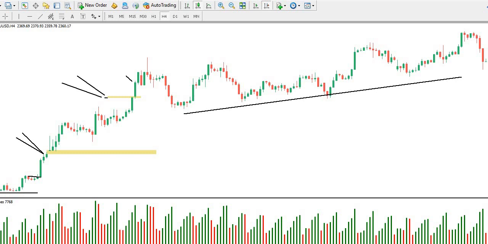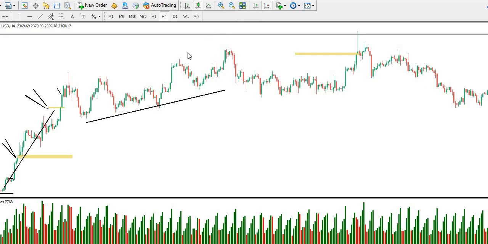So what happens after the runaway gap? The market will travel as much after the gap as it has traveled before the gap. Let's see if this statement is correct or not. The market traveled this much before the runaway gap.